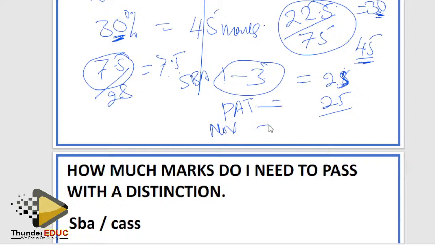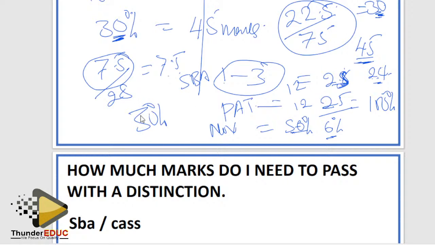Those papers which have PETs, we convert it to 50%, so that when I add this plus this plus this, I get 100%. Do you understand? So now if I get, for example, 12 out of 25, now it means that I have 24. How much do I need to pass? I only need 6 marks from here just to pass. Then they're going to add this 6 here, and then I will get 30%. And the moment I get 30%, I've passed.